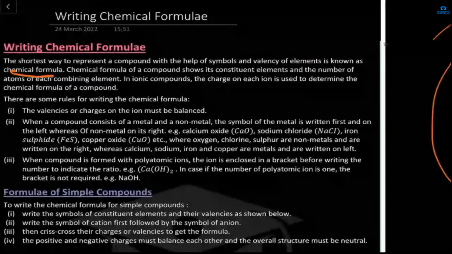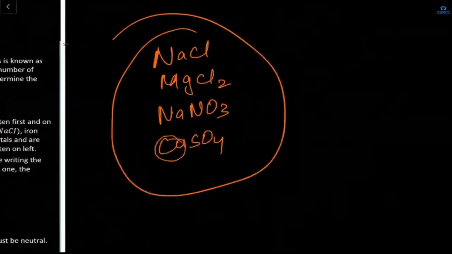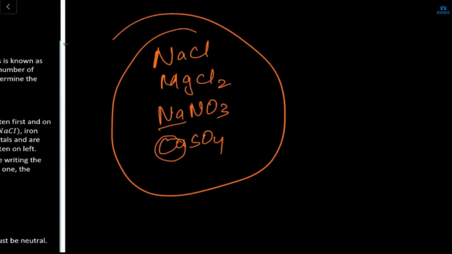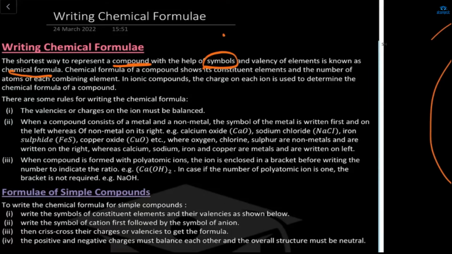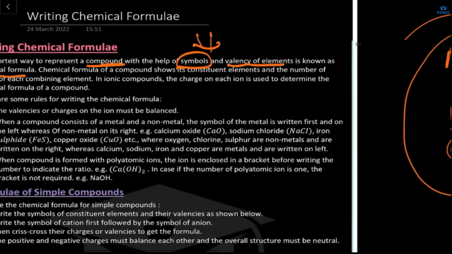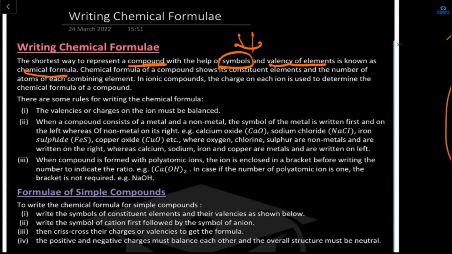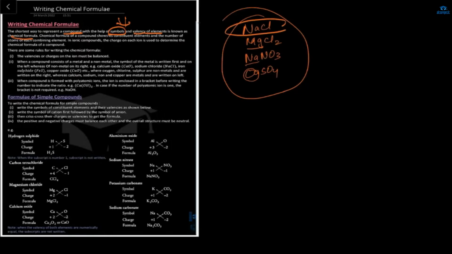So the shortest way to represent a compound with the help of its symbol. This is the symbol of copper, Na is sodium, Mg is magnesium. So this is the shortest way to represent symbol and valency of elements. Valency means power. So that is known as the chemical formula. The chemical formula of a compound shows its constituent elements and the number of atoms of each combining element. So here, NaCl is my compound.